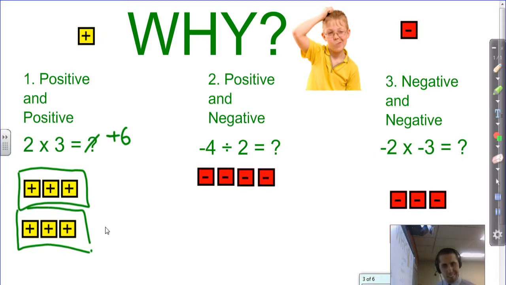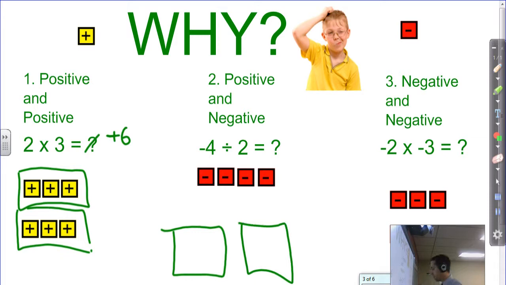Now, looking at the second example. If you have a positive and a negative, why is your answer negative? If the signs are different, why is the answer negative? Let's think about this. If you have negative 4 and you're going to divide by 2, that means you're going to split it into 2 groups. You're going to take negative 4 and split it into 2 groups.